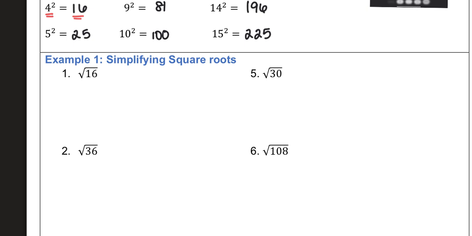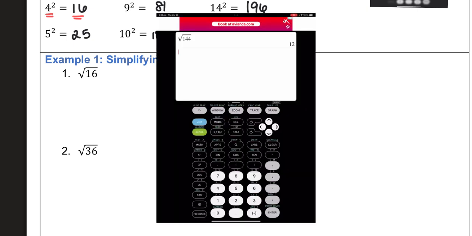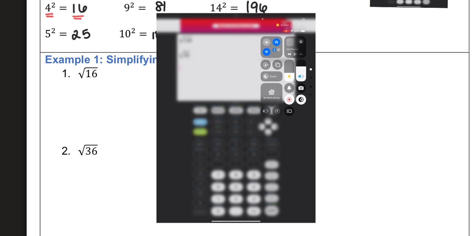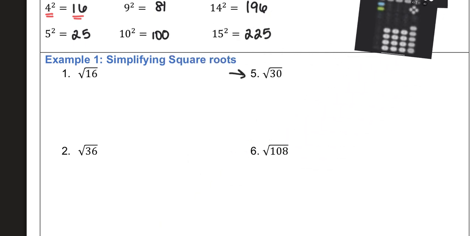Let's actually start with number 5 here. The square root of 30. If we try that in our calculator, I'm going to do second, that power of 2 button, and 30, and that gives me 5.477. So that's what we don't want. We do not want decimals. It has to be a nice number. If it gets decimals, then we need to simplify.